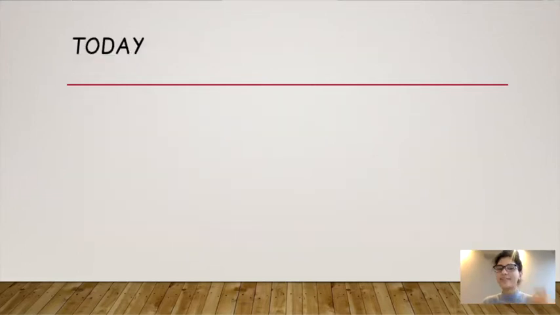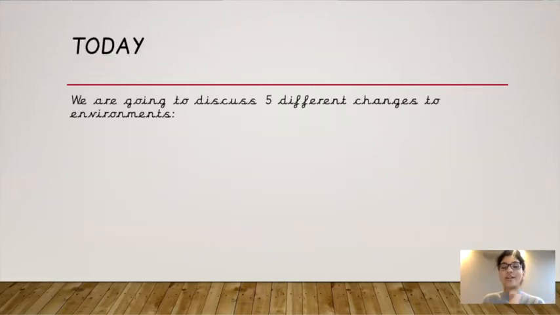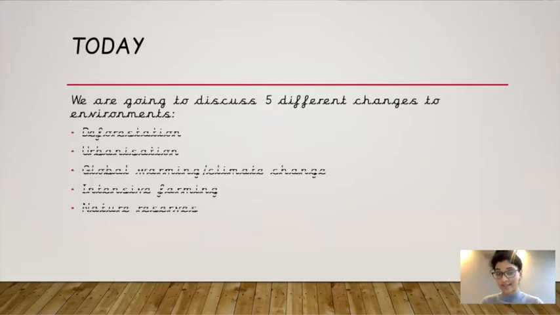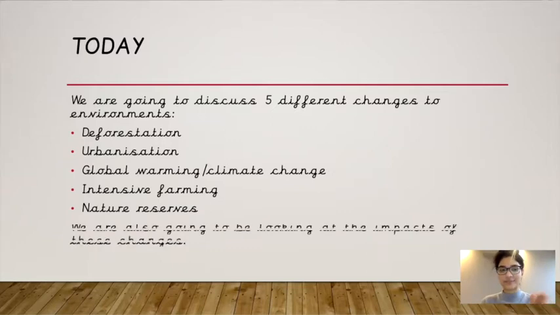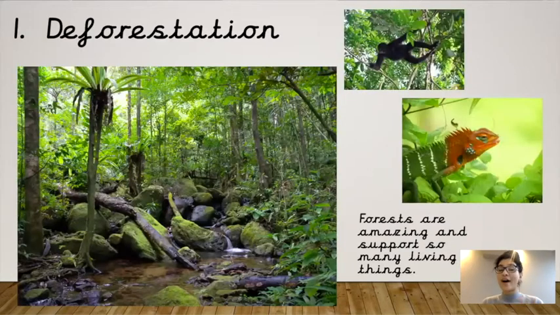Today, we are going to discuss 5 different changes to environments, and they are deforestation, urbanisation, global warming, otherwise known as climate change, intensive farming, and nature reserves. We are also going to be looking at the impacts of these changes. So the first change is deforestation.